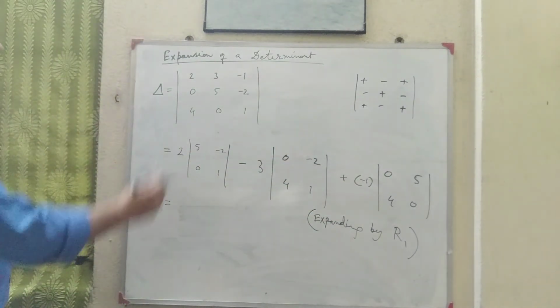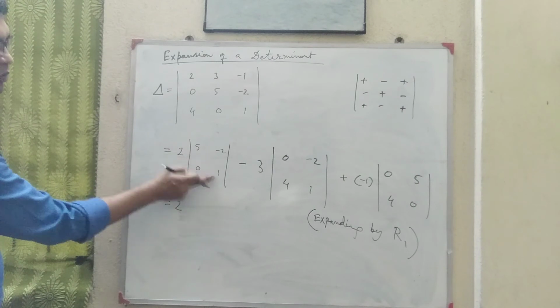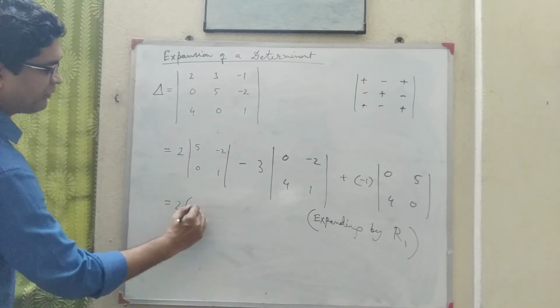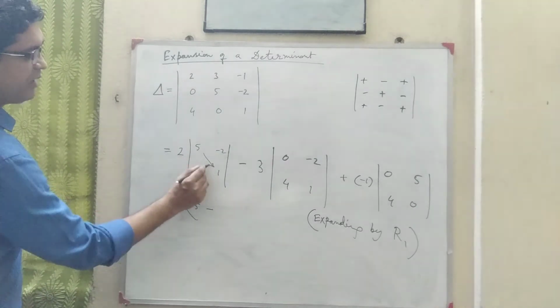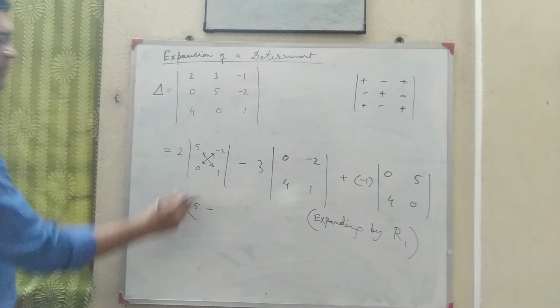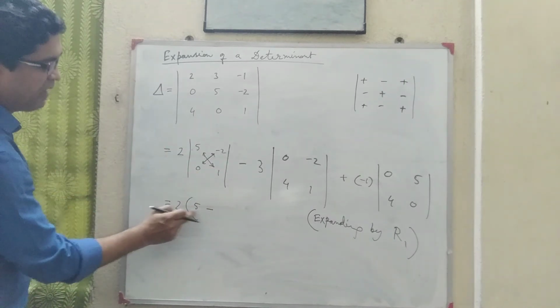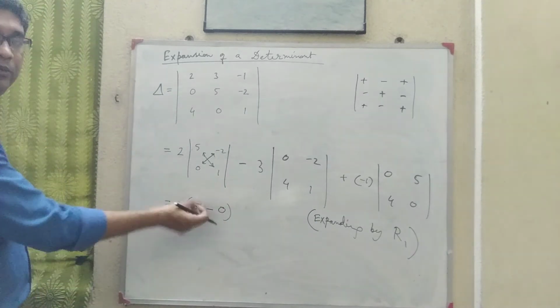Now what will be the value? As I said, 2 into the second order determinant: you have to cross multiply. 5 into 1 means 5, minus 0 into minus 2, which is 0. This is how you find the value of a second order determinant. Remember, the sign in between is always minus.